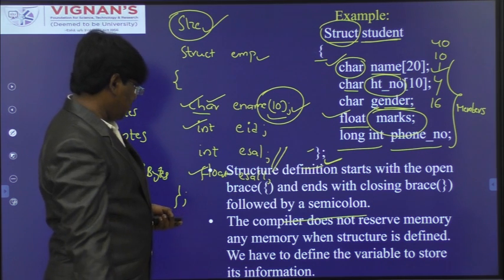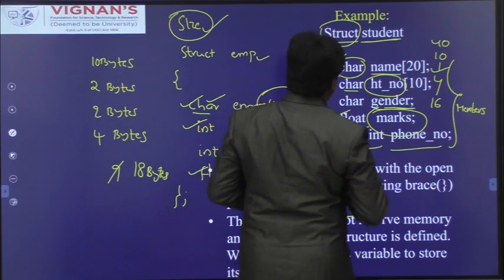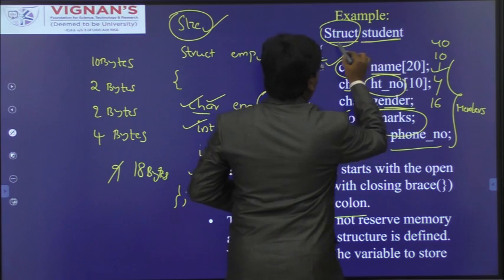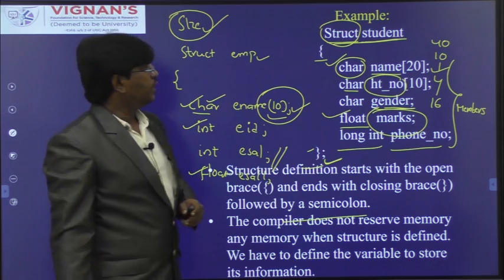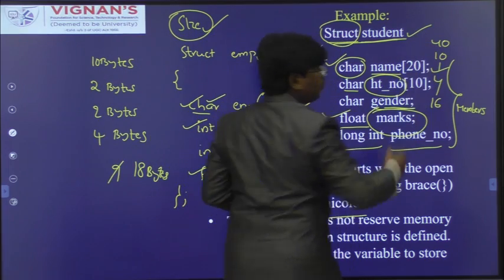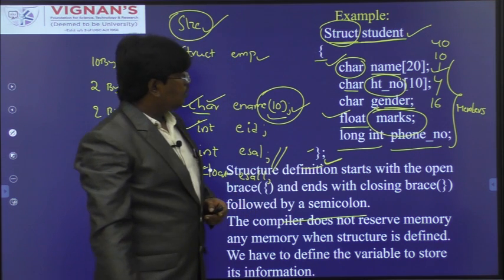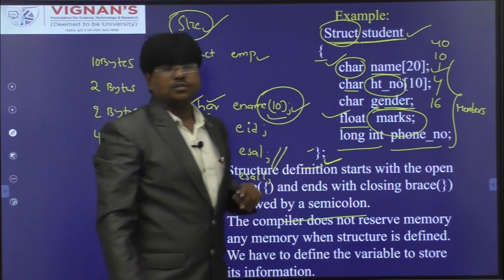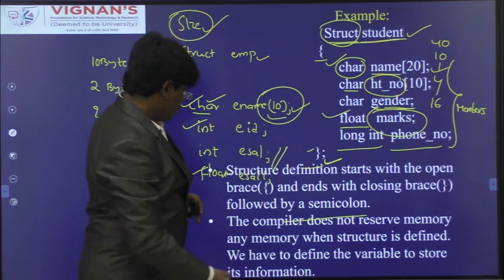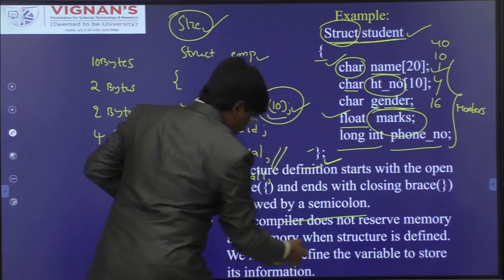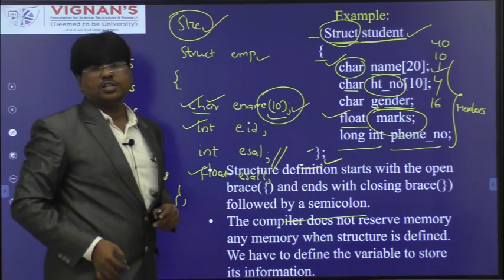The compiler doesn't reserve memory when you have declared a structure. It is also an important point. For example, I have not declared these members, I have only declared this particular header tag struct student. So memory cannot be allocated when you have declared this. Memory cannot be allocated for this particular struct student. When you have declared the members, only then will it allocate the memory. That is very, very important. So the compiler doesn't provide any memory when you have only declared it. When you declare members, only then will it allocate the memory. That is very, very important.